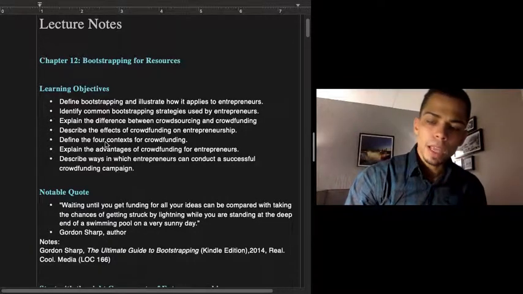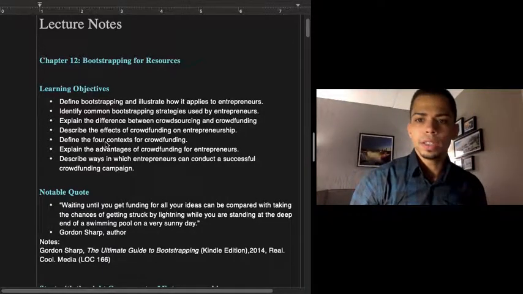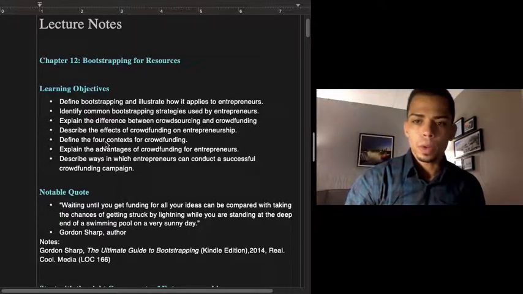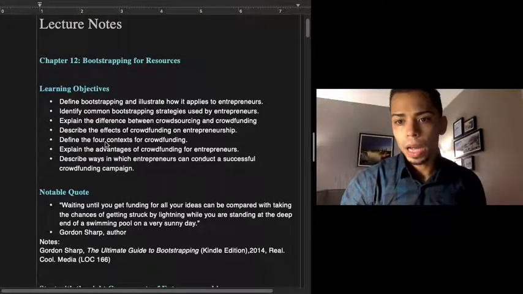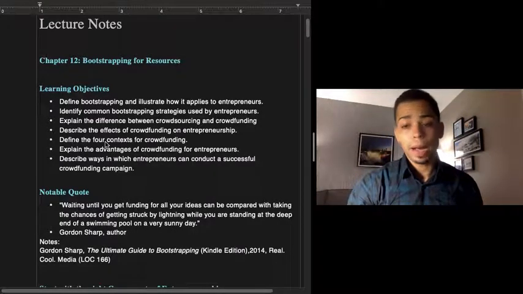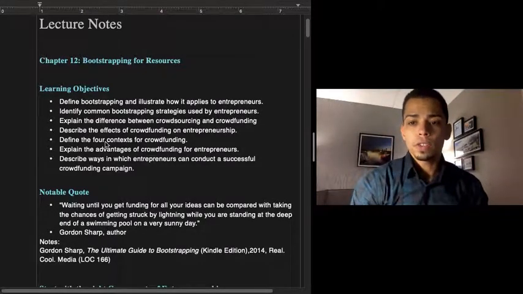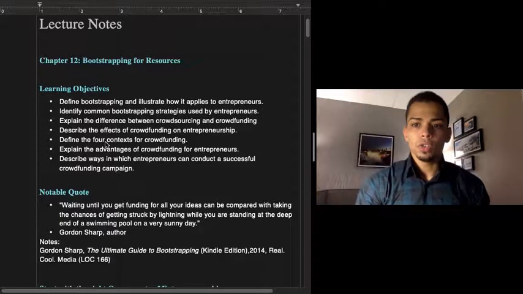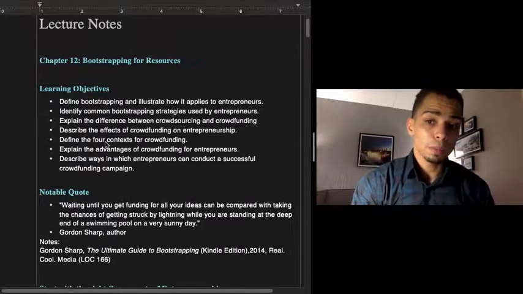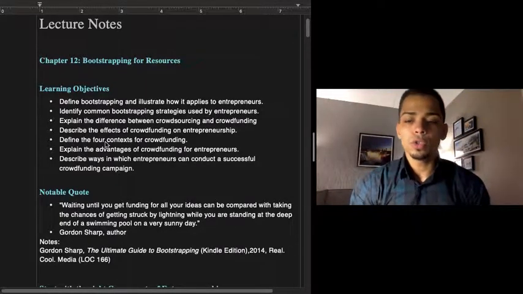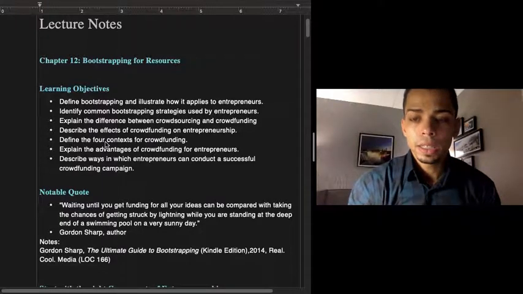And this week we're going to be continuing to expand on how companies manage their costs by discussing bootstrapping for resources, which is how companies can start up with the least cost possible. How could you use the resources that you have on hand?